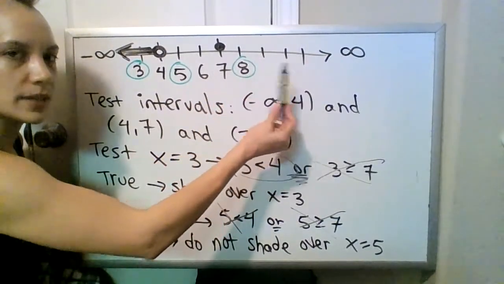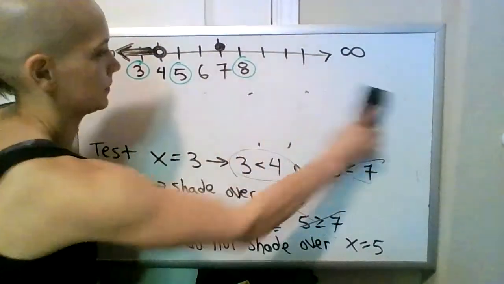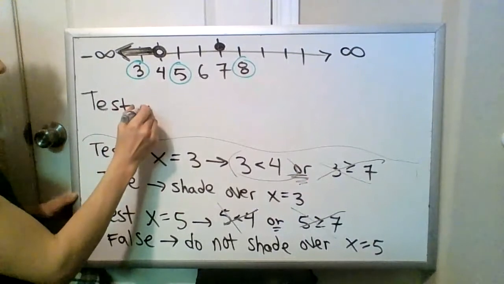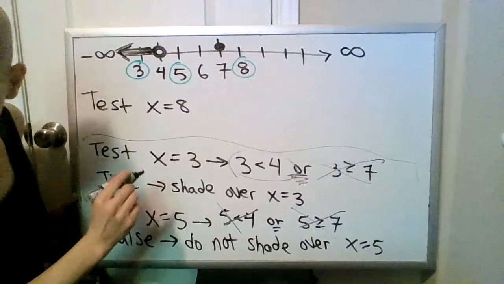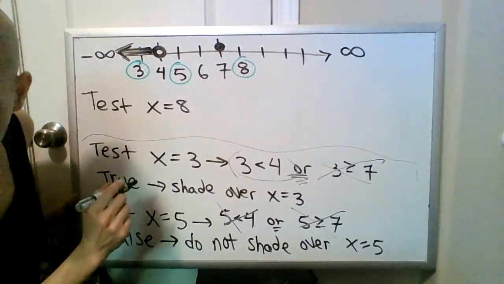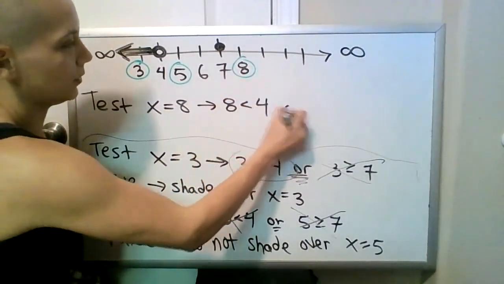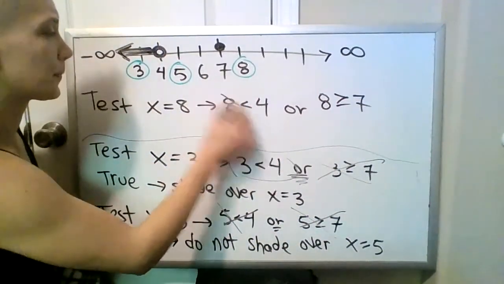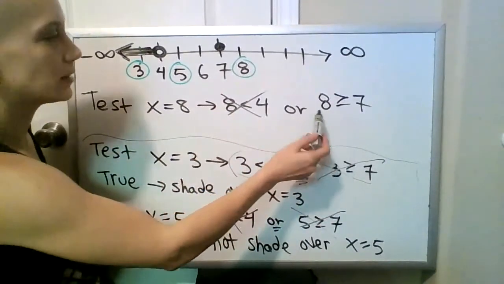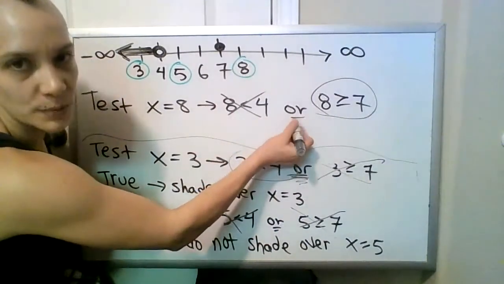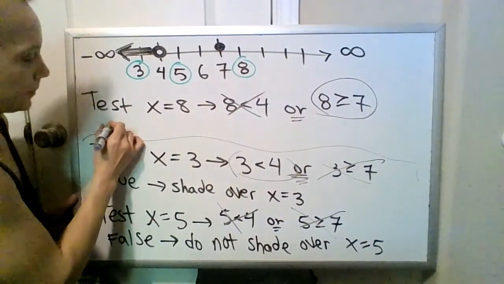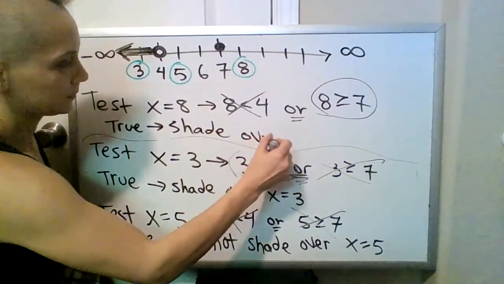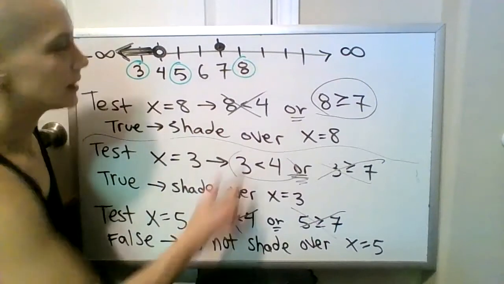Let's go from here to here and try x equals 8. All right, so if we put in 8 to the instructions from the set, we have 8 less than 4, or 8 greater than or equal to 7. 8 less than 4 is false, but 8 is greater than or equal to 7. So this part's true. And with or, as long as one of those pieces is true, then that is a solution. And so you shade over that section that your test point was in. So here.